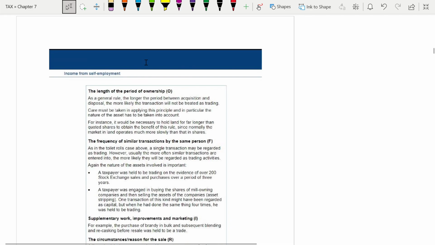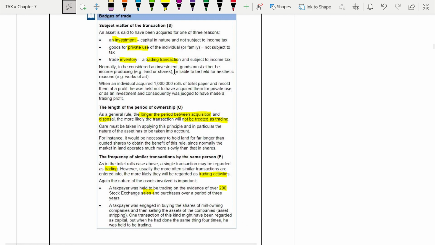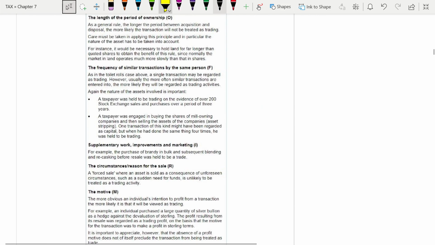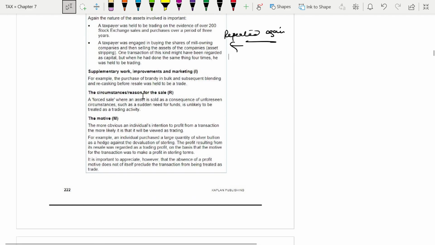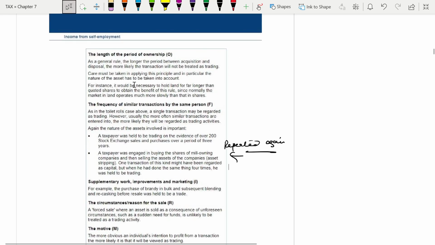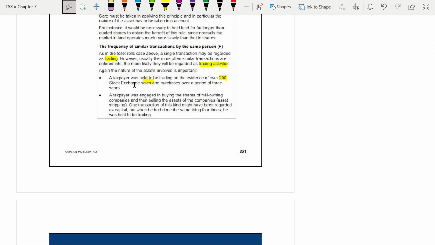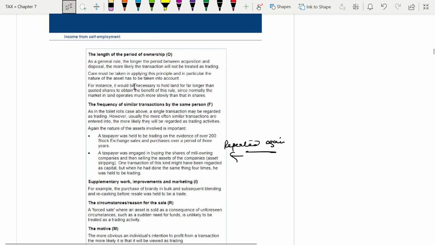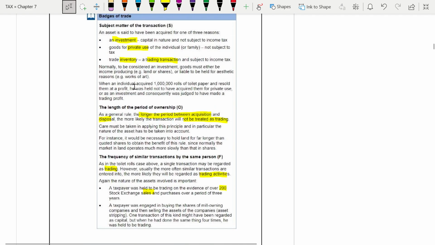They are talking about frequency, how the things work. A frequency of similar transactions, where a taxpayer is trading over a period of years. But consider circumstances, reason for the sale.